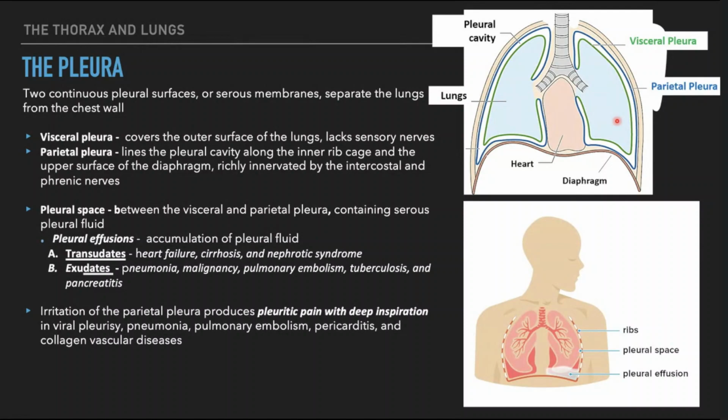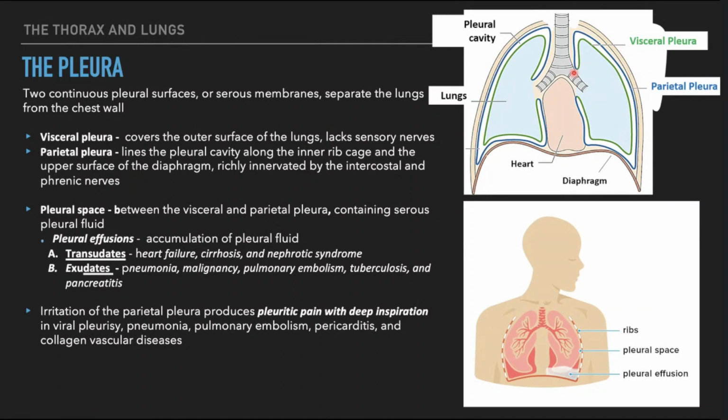But the parietal pleura lines the pleural cavity, the blue line here along the inner rib cage and upper surface of the diaphragm, and it is richly innervated by the intercostal and phrenic nerve.